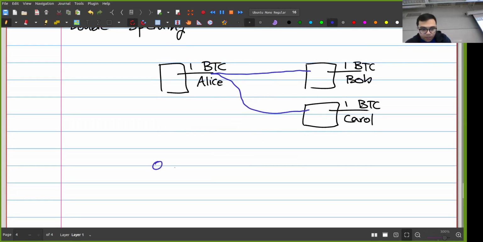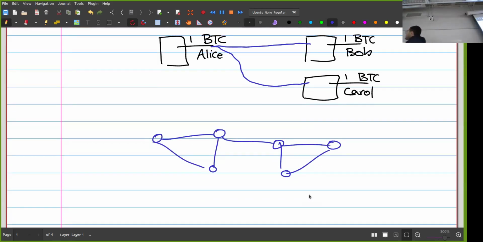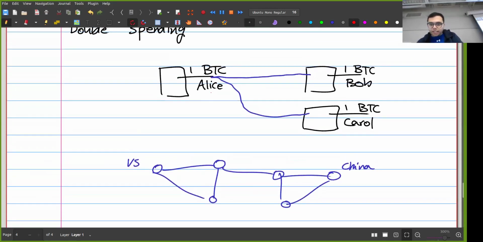So let's say this is my network. And I'm just going to create something like this. Let's say that these 2 extreme nodes are really far away from each other. Let's say this node is somewhere in China and this node is somewhere in the US. They're not directly connected to each other. There are a lot of hops before they can get to each other. So here's what Alice is going to do. She's going to create these 2 transactions. Let's call this one transaction 1 and this one transaction 2.